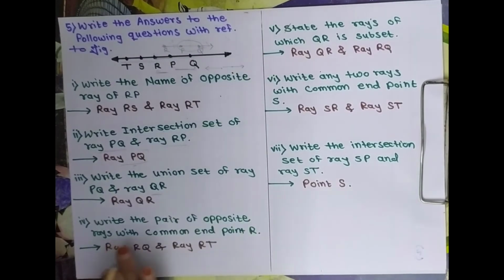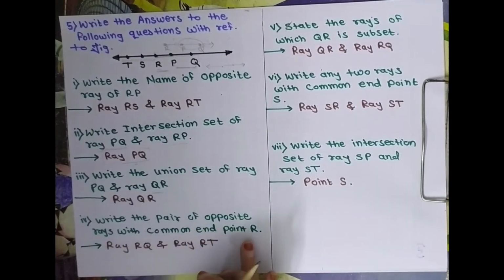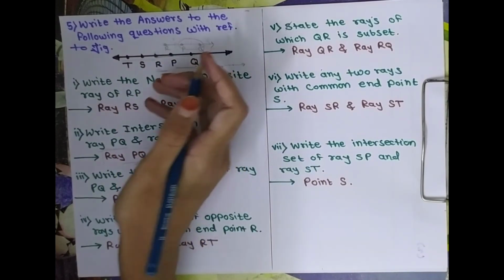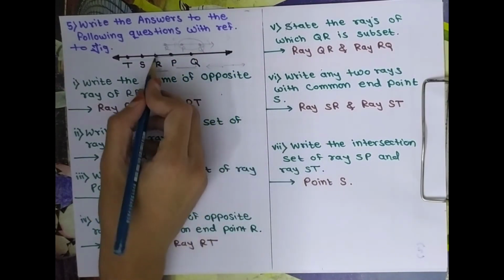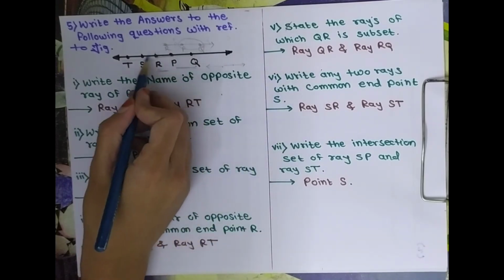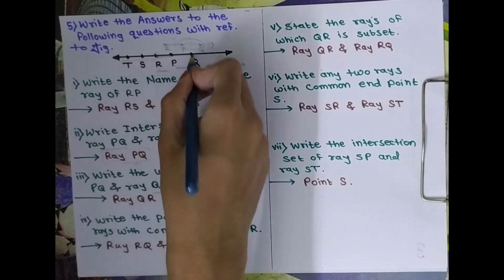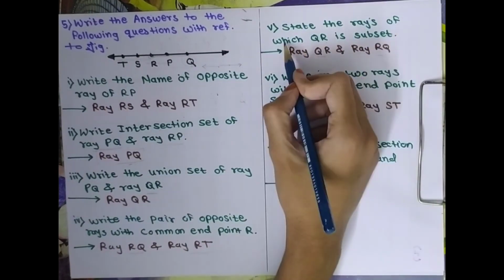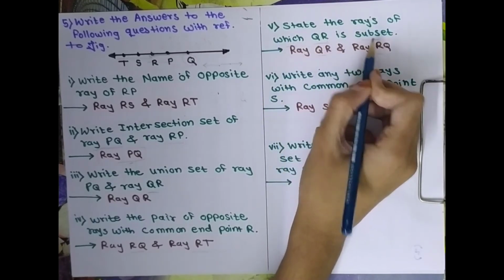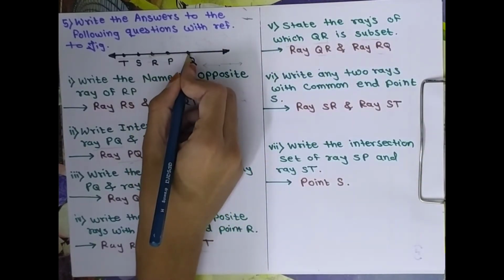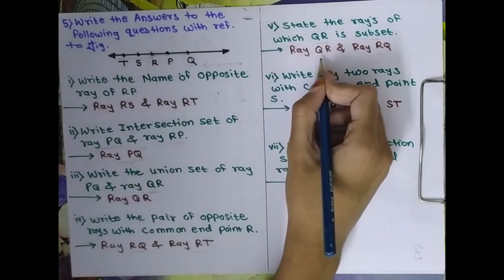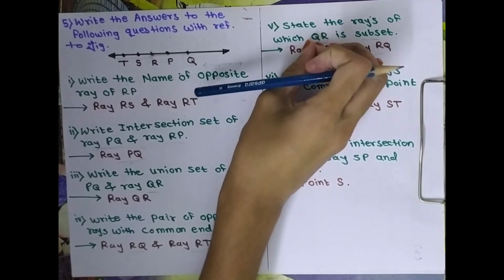Next is write the pair of opposite rays with common endpoint R. Okay, so write opposite rays RT and RQ. RQ and RT, these two are the opposite rays. Next is state the rays of which QR is a subset. QR is a subset of ray RQ and ray QR. These two are the supersets of QR.